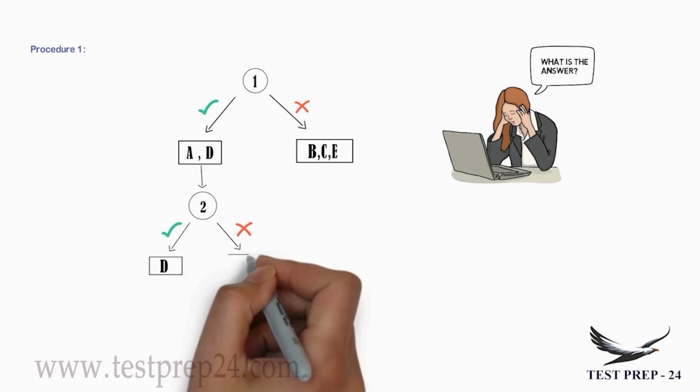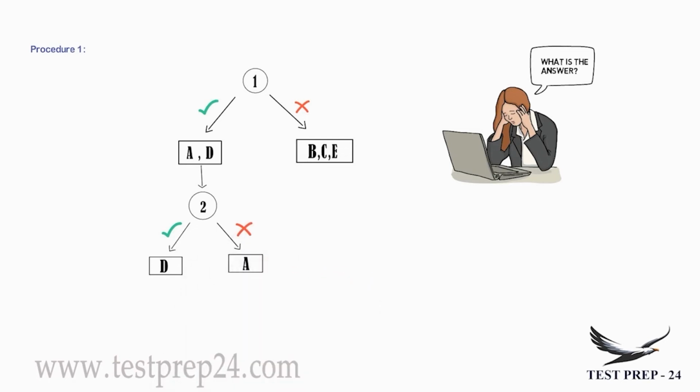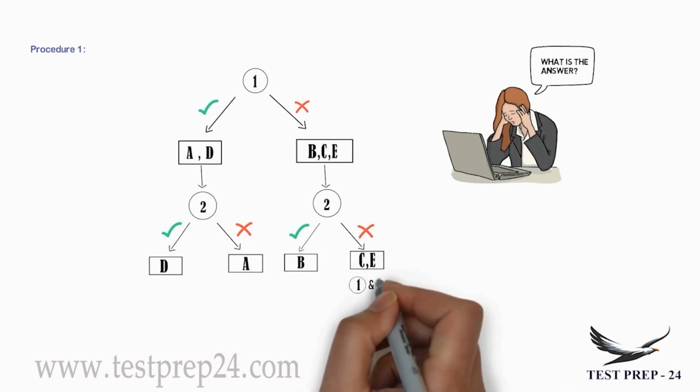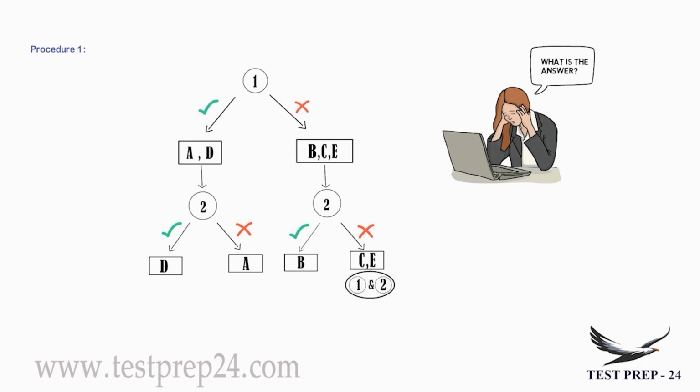Whenever statement 1 alone is insufficient, your option choices can be B, C or E. In this case, you have to check statement 2 alone. If statement 2 alone is sufficient, then B is your answer. If statement 2 alone is insufficient, then option C or option E can be your answer. When you come to this point, you have to combine statements 1 and 2 together. If statements 1 and 2 are sufficient together, then option C is your answer. If they are not sufficient together, then option E is your answer.